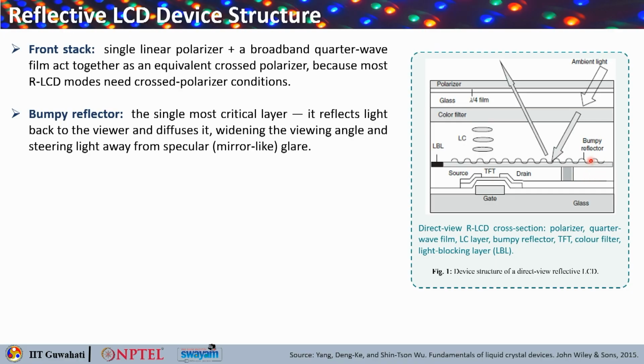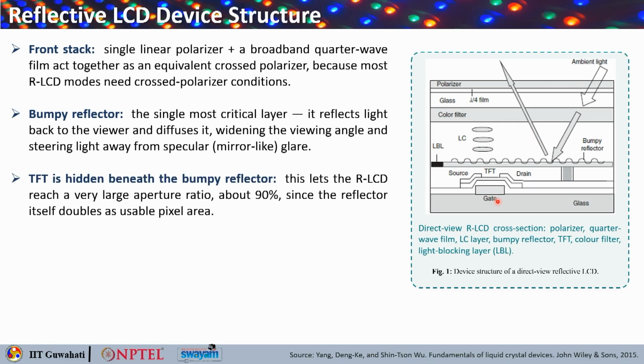And then you see at the bottom there is a color filter, these are the liquid crystal molecules here, and this is the bumpy reflector at the bottom. So, this is the single most critical layer, because it reflects the light back to the viewer and diffuses it. So, it basically widens the viewing angle, and it steers the light away from the specular or mirror like glare.